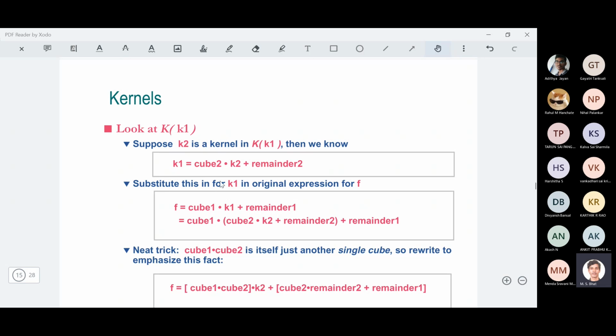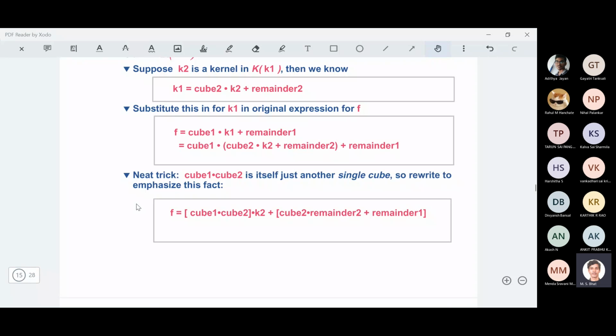Now I can find it: you replace k1 in function f with k2. So what you get, f is cube 1 into k1 plus remainder 1, where k1 is this. Okay, you substitute for k1. You get cube 1 into cube 2 into k2 plus remainder 2 plus remainder 1.